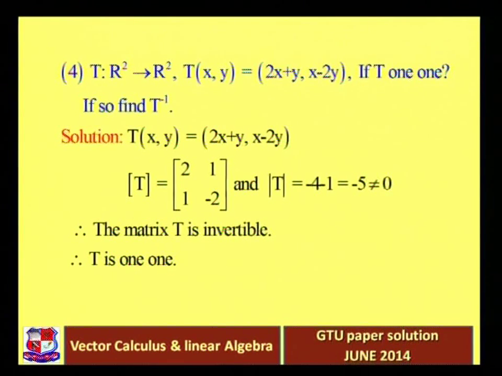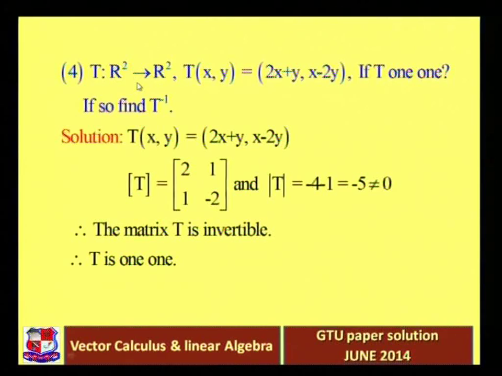Question 4. Here is a transformation T going from R2 to R2; domain and codomain are both R2. T of (x, y) is equal to (2x plus y, x minus 2y). If T is 1-1, then find T inverse. So we have to check that T is 1-1.